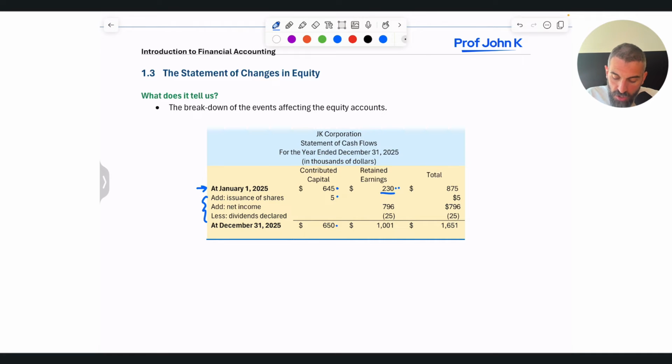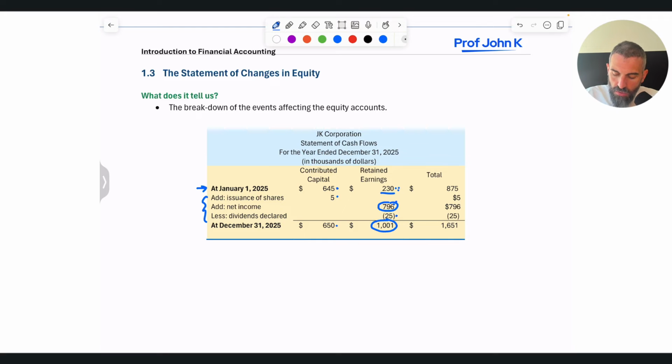Retained earnings. We started the year with $230,000 of retained earnings. Remember, reinvested profits. During the year, we made $796. Remember this number from the income statement? You see, it's being added to retained earnings. But then we also took out $25,000 in profits for ourselves. Those are the dividends. So you see that is coming out. When you see a bracket on financial statements, that's the equivalent of a negative number. Okay, so we're adding $796. That's reinvesting the net income, and we're taking out $25 for ourselves, leaving us with $1,001, or this would actually be just over $1 million in retained earnings.